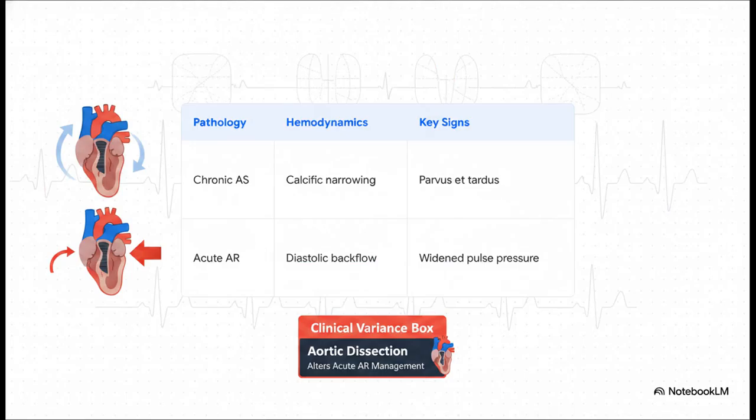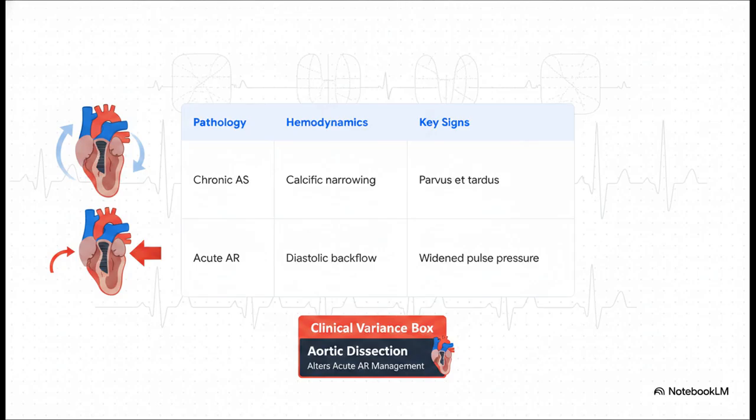First off, we have to isolate the underlying mechanics. We need to differentiate the slow, progressive adaptations you'd see in chronic aortic stenosis, think of that delayed, weak pulse, the pulsus parvus et tardus, from the acute crisis we're seeing right now. Our patient is experiencing acute aortic regurgitation. This is likely driven by an aortic dissection that's extended right into the valve.